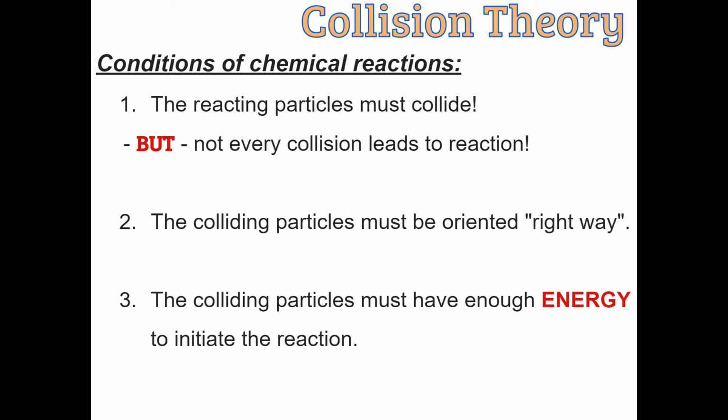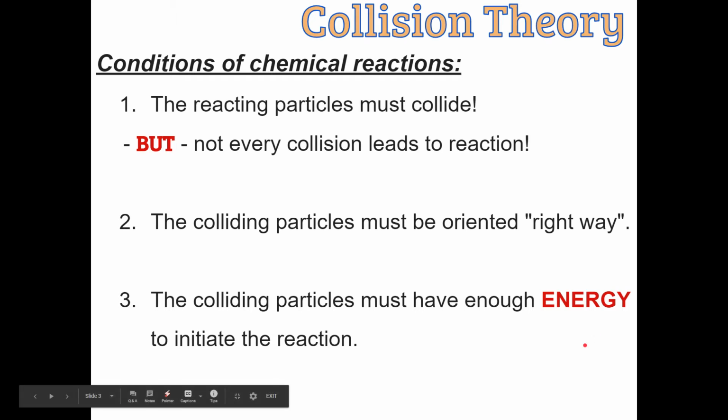So we need three things to occur. We need a collision. We need the collision with the right orientation of the molecules during that collision. And also that collision should be happening at high enough energy for the reactants to abandon their initial properties, to break their original chemical bonds, and eventually lead to the formation of the new bonds of the products.